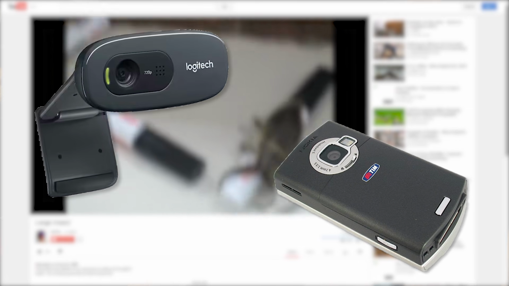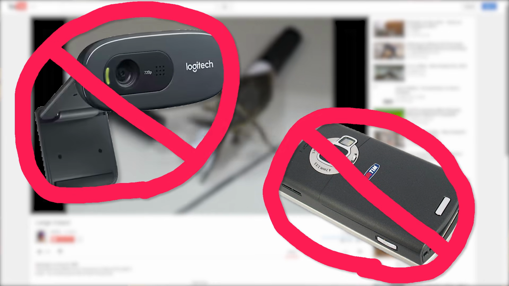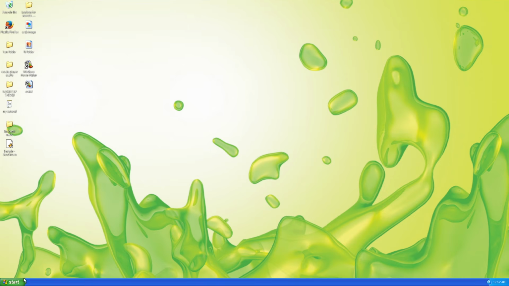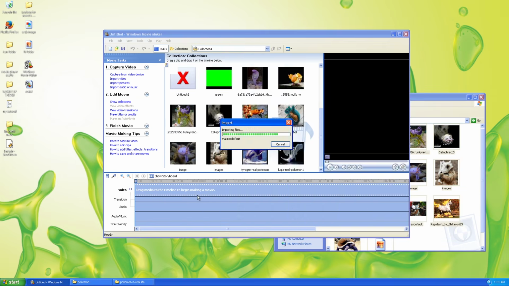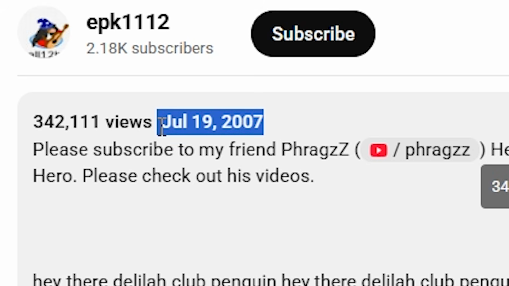But what if you didn't have a webcam or a camera of any kind? Well, luckily, on most people's computers in 2006, there was a program just waiting to have 14 pictures of Pokemon in real life dragged into it. It gave anybody with a computer and an installation of Windows XP the chance to create something, and make something they did. So sit back while I show you some videos from 18 years ago.